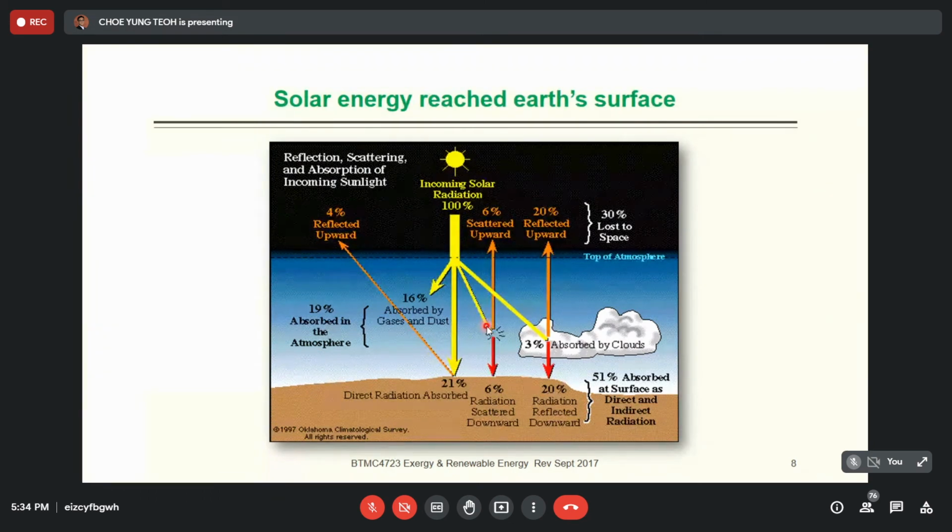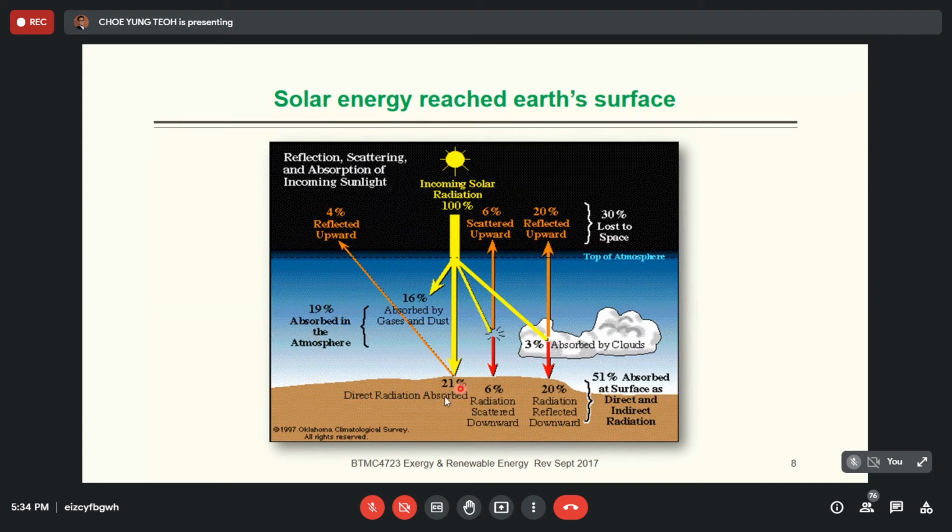Scatter means something like a change of direction. Reflect means a change of 90 degrees, 180 degrees; it will reflect back. But scatter is just a change of some degree, due to the visibility of the air. And then the atmosphere will also absorb heat. 19% is absorbed by the atmosphere.